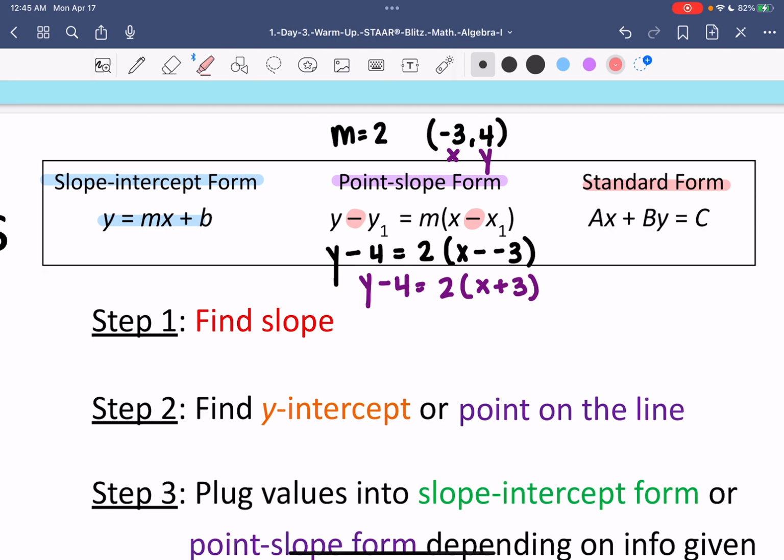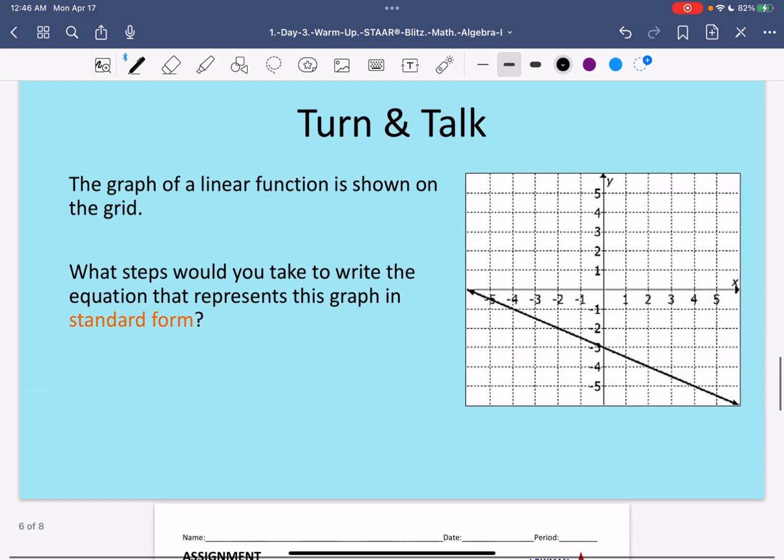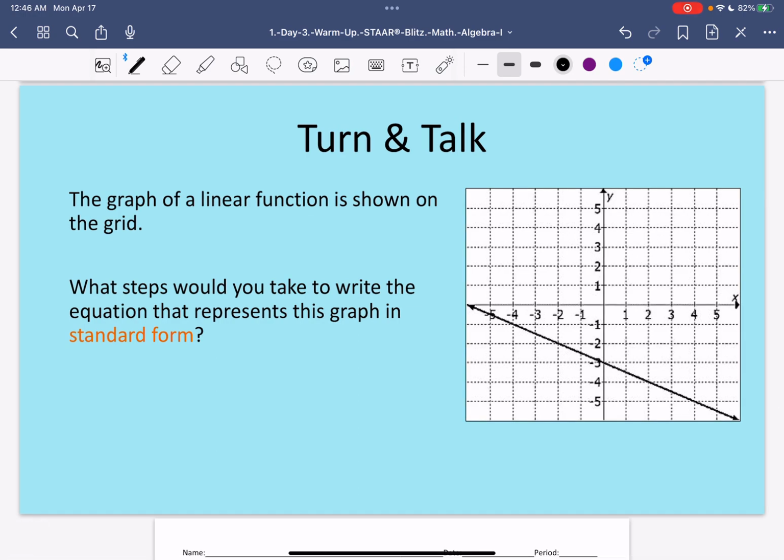Then we have our standard form. Whenever you see standard form, we need to remember to solve for y. Always. Okay? We never want to be in standard form unless it tells us to go to standard form. All right? So let's do this one. This is another practice of changing it to standard form.